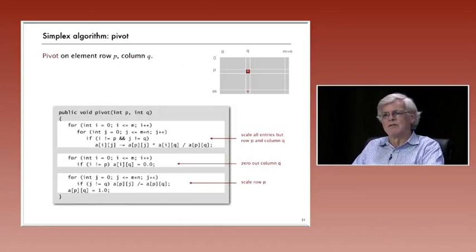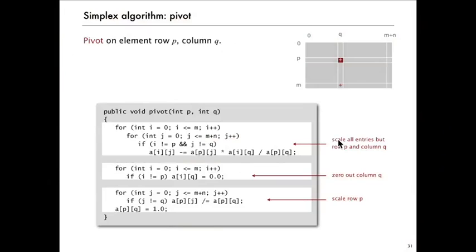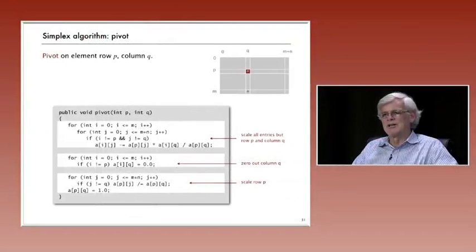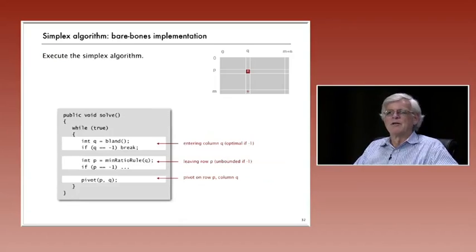And so we have the values P and Q, and we just go through and do the pivot. This is the same calculation that you do for Gaussian elimination: scale everything, zero up column Q, and then scale the row. I'm not going to do the details of that calculation. That's what you get when you solve for one variable substituting into the other equations. It's the same calculation as when you're solving simultaneous equations.